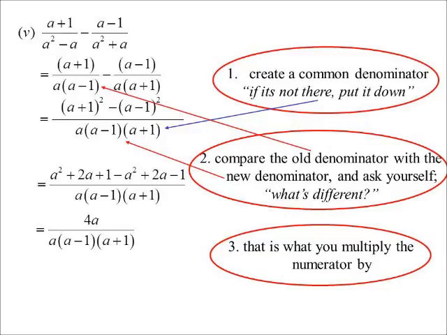2ab, which ends up with 4ab. Go back to the original question. a was a, b was 1, 4 times a, 4a.